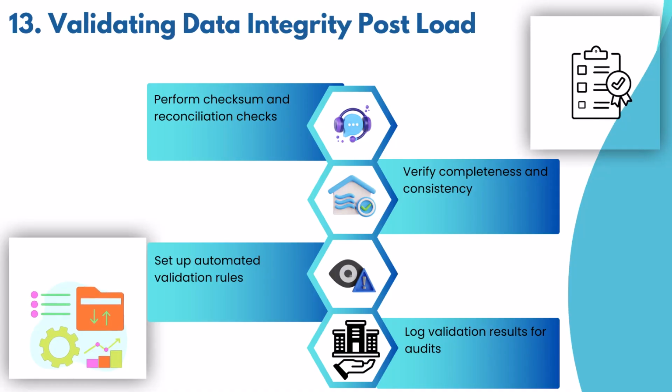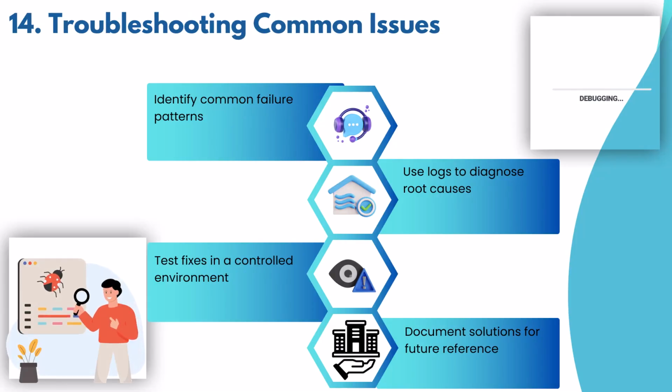Data integrity is crucial. Imagine baking a cake but forgetting the sugar. Checksum and reconciliation ensure nothing is missing or mismatched. Completeness and consistency checks confirm the data is as expected. Automated validation rules reduce manual effort and increase reliability. And logging everything keeps a clear audit trail, because you never know when you'll need proof that everything was done right.